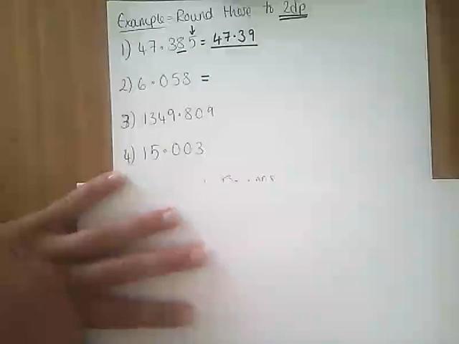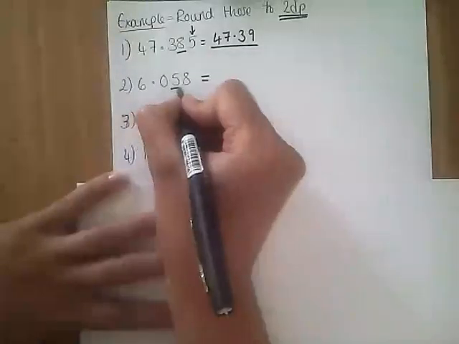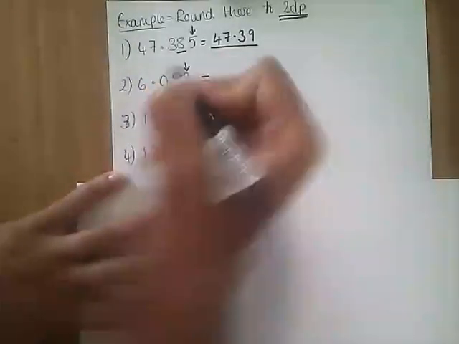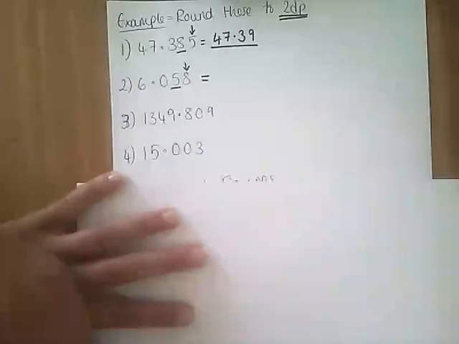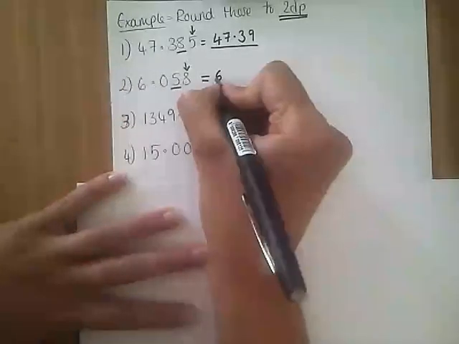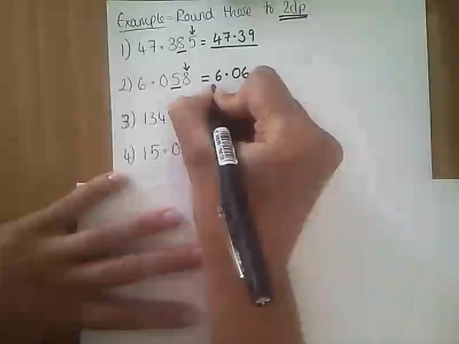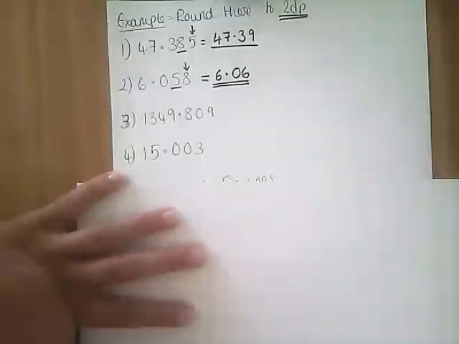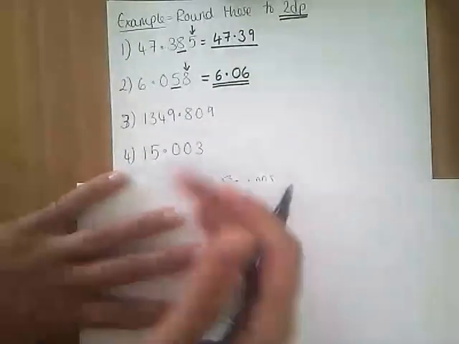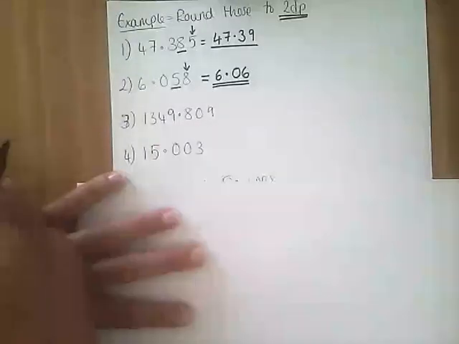Question 2. 6.058. Where's my second decimal place? Here's my second decimal place. Here's the number next door. Is that 5 or more? Yes. So that rounds to a 6. So it's 6.06. You'll notice none of the other numbers change. It's just the number that I've underlined, unless it's a 9 and it has to bump it into the 10.